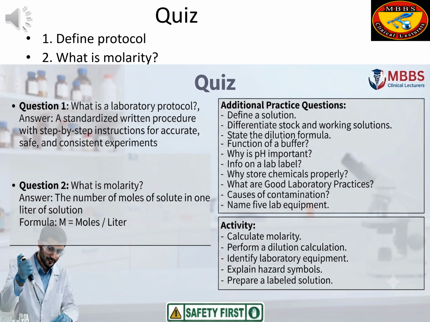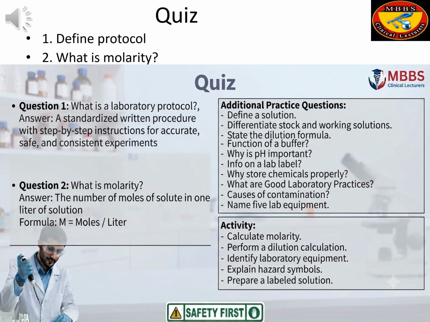Question 1. What is a laboratory protocol? Answer: a laboratory protocol is a standardized written procedure that provides step-by-step instructions for performing laboratory experiments accurately, safely, and consistently. Question 2. What is molarity? Answer: molarity is the number of moles of solute present in 1 liter of solution. Formula: M equals moles/liter.